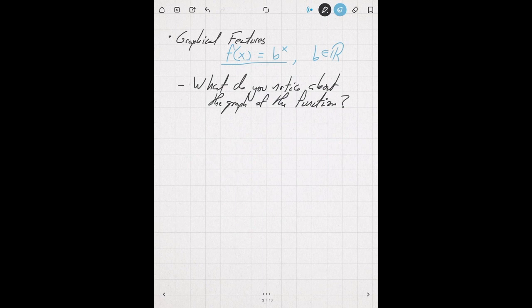I'm going to have it linked down in the description, and it's going to be on the course website. But what I'd like you to do is play around with this graph. You can recreate it if you'd like, and try to see what you notice about the setup to the function and how the graph is altered based on that. So let's take a look at Desmos here.